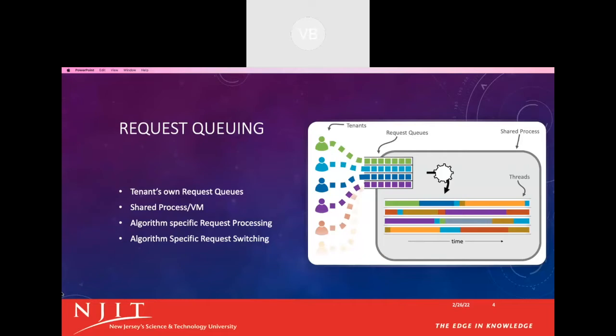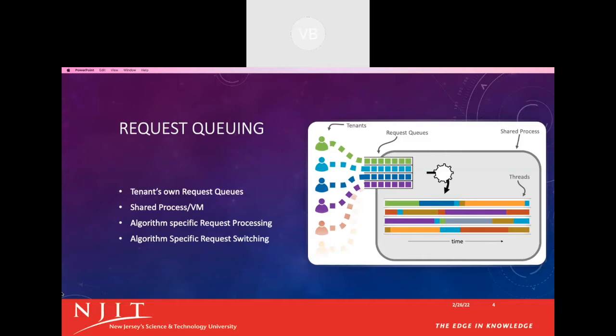So queuing comes into picture in case of multi-threaded or multi-tenant infrastructure, where each tenant has its own queue, which is executed on a shared VM. So the process execution depends on the algorithm and the queuing technique used on the process.